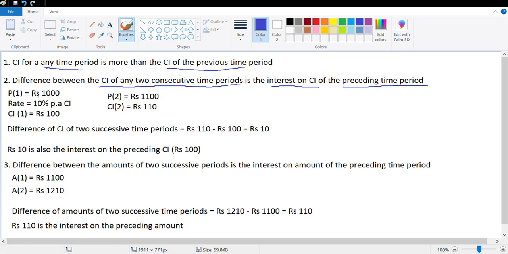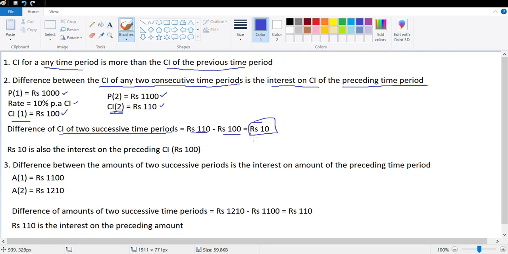So let's say P1 is rupees 1000, rate is 10% per annum at compound interest. Compound interest for year 1 is 10%, which is 100. P2 becomes 1100. Compound interest 2 is 110, which is 10% of 1100. So what this is saying is difference between compound interest of two successive time periods. In this case, CI2 minus CI1, which is 110 minus 100, is rupees 10.